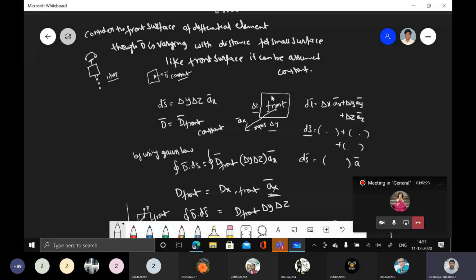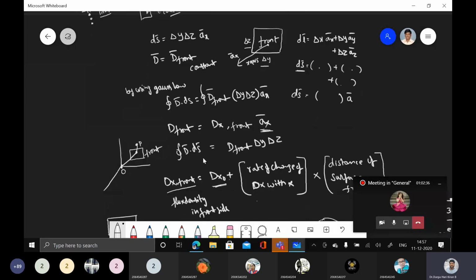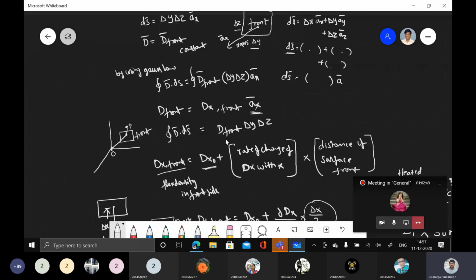Consider only the front side. Front side has delta z and delta y, and the unit vector is in the direction of ax bar. So what I can write is the differential volume is D front into ax bar, into delta z, delta y, ax bar. So finally D front is equal to Dx front, that is, Dx comma front.